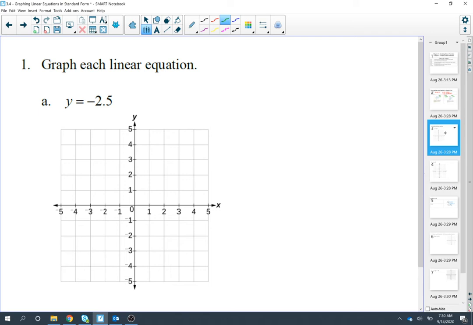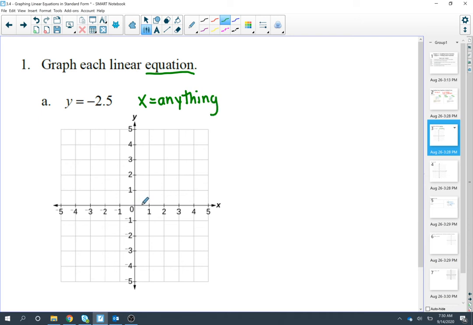Example 1. Graph each linear equation. And notice it says equation here, not necessarily function. So y equals negative 2.5. Now the way I always remember this, because I could never remember whether it was horizontal or vertical, I knew it was one of them because it only had one variable, as I go, okay, y is negative 2.5, meaning x equals anything. It didn't tell me what x was, so x could be anything.